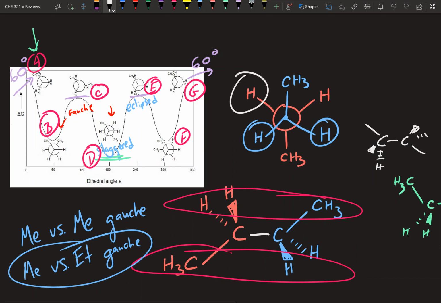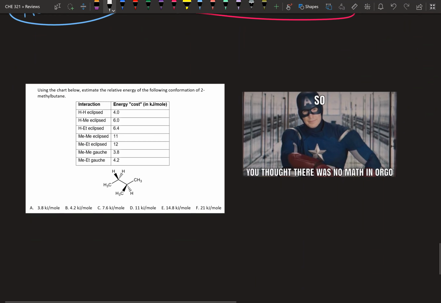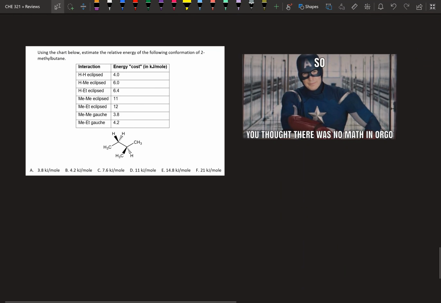We do have an example problem I'm going to show you, and unfortunately for you guys, it does use some math. You thought there was no math in orgo? Well, I'm here to tell you that there is, and this is as bad as it gets. It's just going to be adding a couple numbers together, so no one needs to freak out. It's just simple addition. They don't let you use a calculator in the test, but you really don't need one for these questions. We're going to take this step by step.